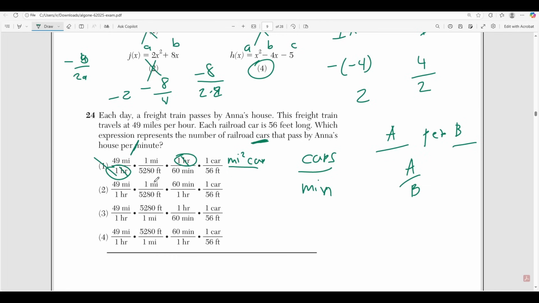And the same thing goes with choice 2, right? You can't cancel anything out here. So if I were to multiply out all the units, I'd be left with miles squared minutes cars over whatever. Again, this is false because I don't want miles squared minutes cars. I want just cars over minutes.